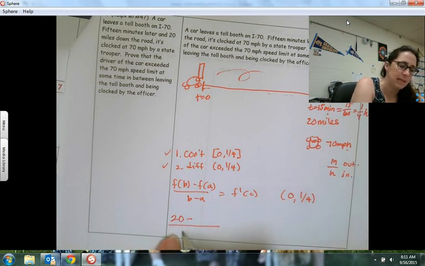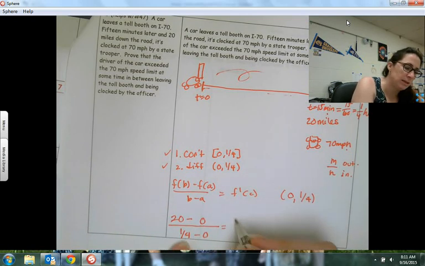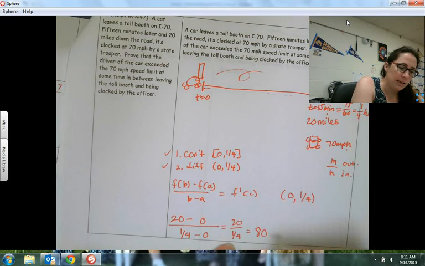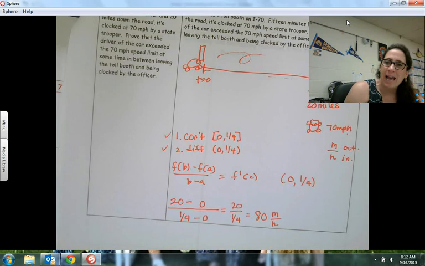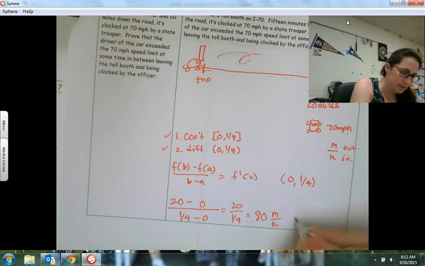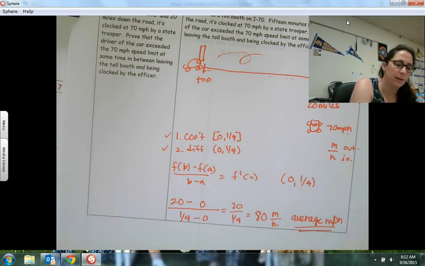Maybe it helps to say the time first, my b minus my a. So f of b minus f of a. At time 0, I was 0 miles. At time 1/4, I was 20 miles, which would give me 20 over 1/4, which would give me 80 miles per hour. Okay, so that's the average that he was driving. So that's the average miles per hour.